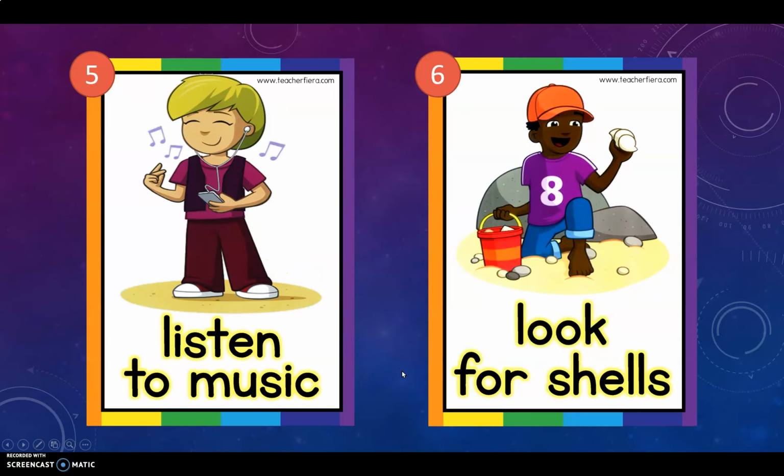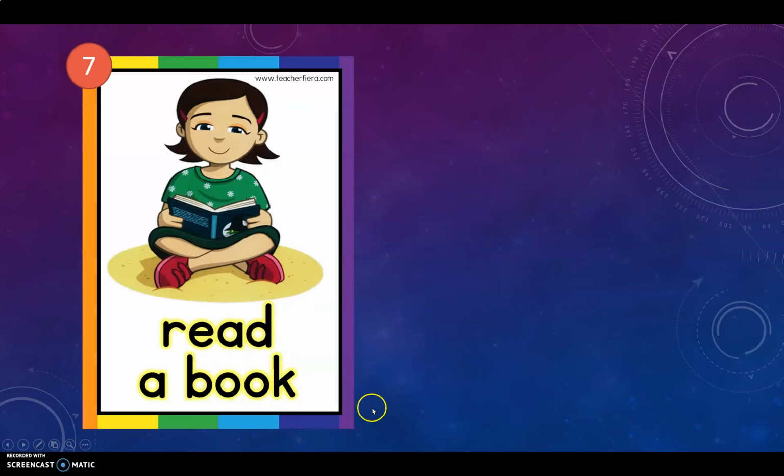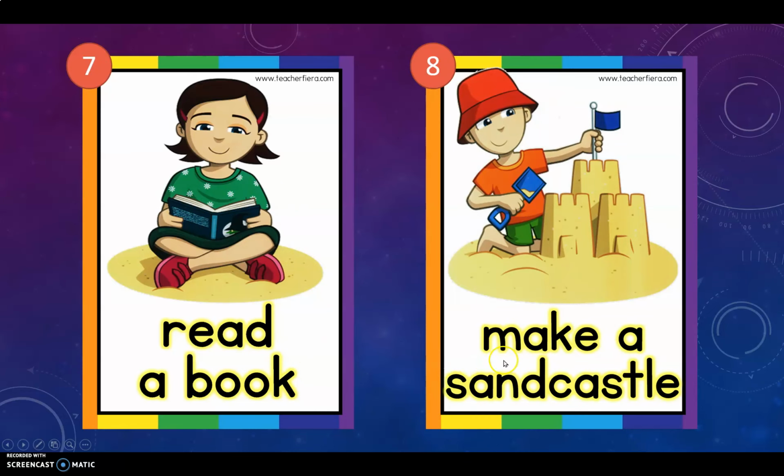Let's look at picture number 6. Look for shells. Say after me, everyone. What is look for shells? Mencari cengkerang. Okay, good. Let's move on to picture number 7. Read a book. What is read a book? Membaca buku. Very good.